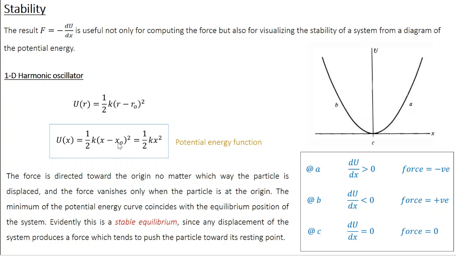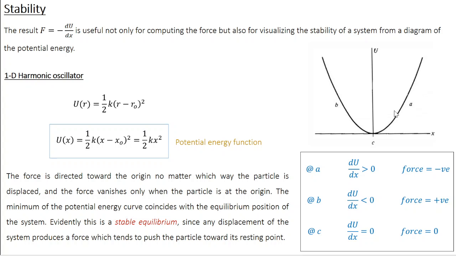Now if I choose my coordinate system in such a way that the equilibrium position corresponds to 0, then x0 = 0. So now my expression becomes U(x) = 1/2 kx^2. This is the potential energy function for a one-dimensional harmonic oscillator. Let's plot this so that we can get some important information graphically. On the y-axis you have U(x), and on the x-axis you have x. This is nothing but x squared multiplied by a constant. You know that this kind of second order function will give you a parabola. So this is the potential energy function.